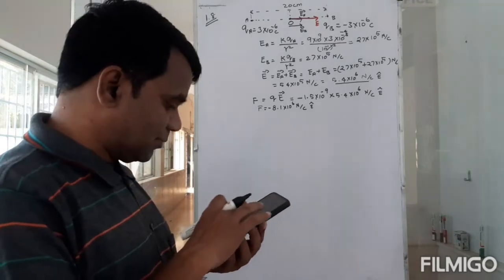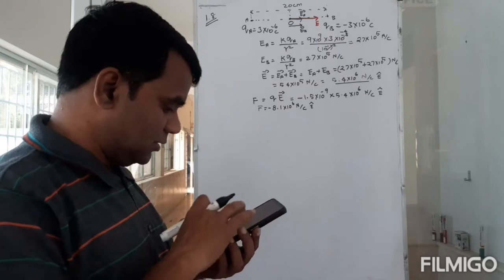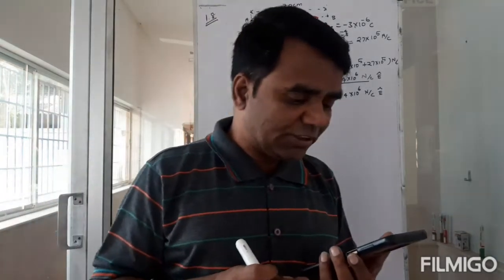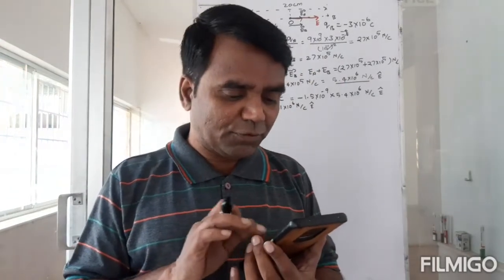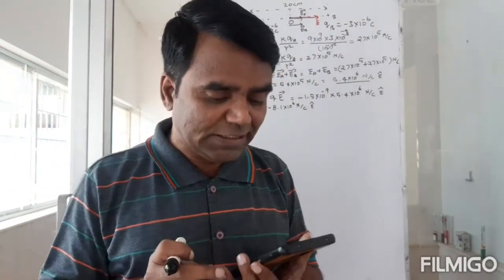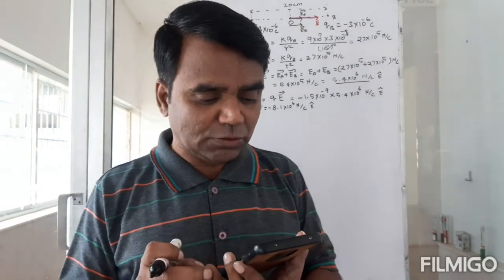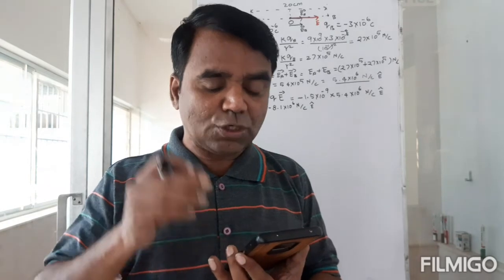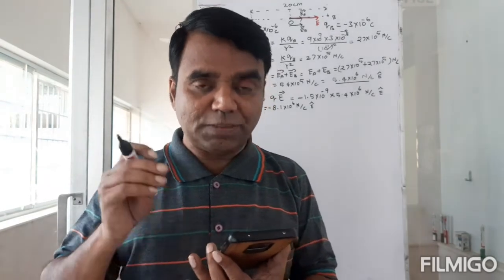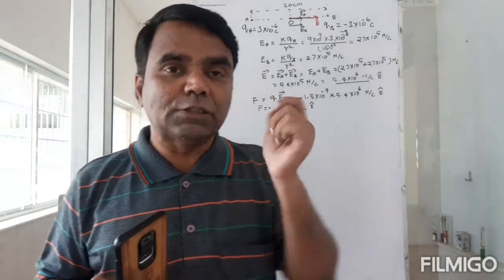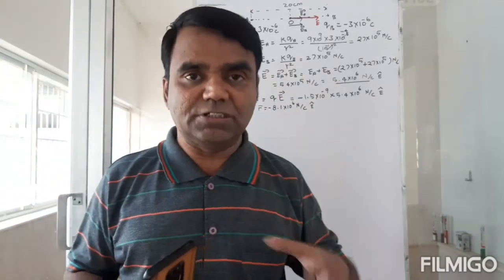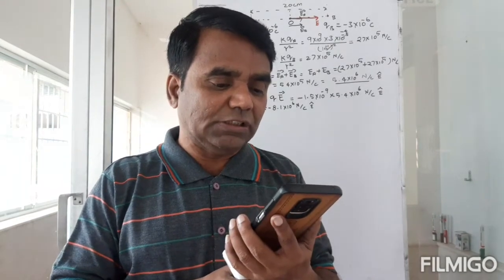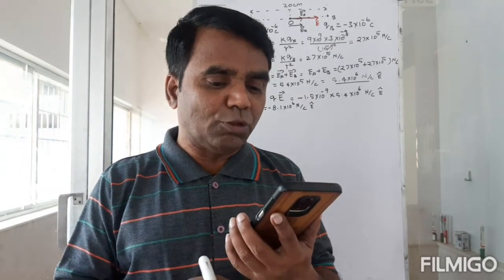So what about the next problem? The next problem is 1.9. A system has two charges, QA equal to 2.5 into 10 power minus 7 coulomb and QB equal to minus 2.5 into 10 power minus 7 coulomb, located at points A (0, 0, minus 15) and B (0, 0, plus 15) centimeters. They have given you the coordinates in 3 dimensions, x, y, z, respectively. What are the total charge and electric dipole moment of the system?